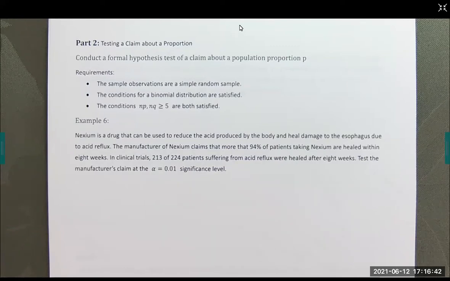The requirements: the sample observations are a simple random sample. Conditions for the binomial distribution are satisfied. All the examples I'm doing will. And np and nq have to be bigger than or equal to 5. Again, all the examples we're doing, they will. So let's just jump into it and walk through the process and come to a conclusion.